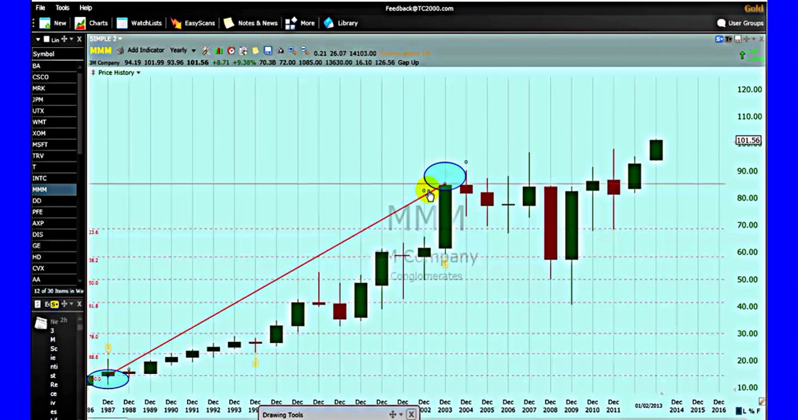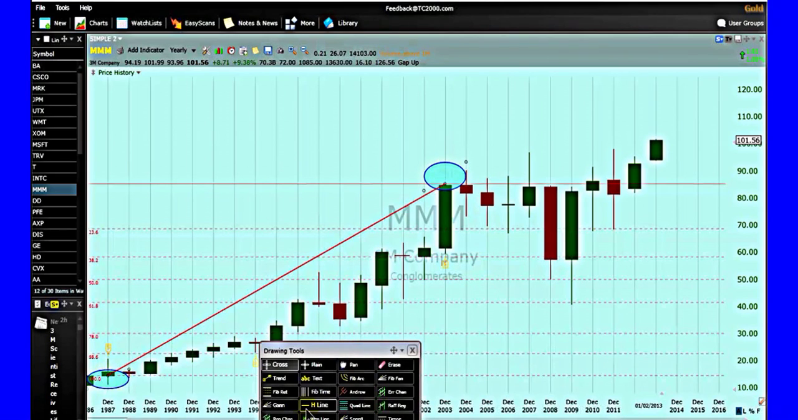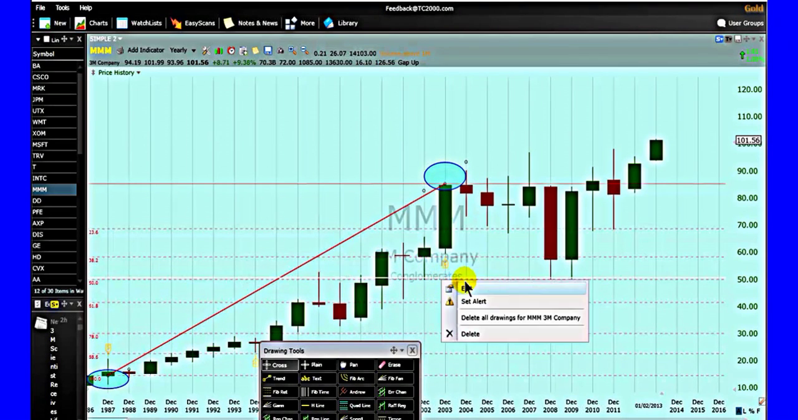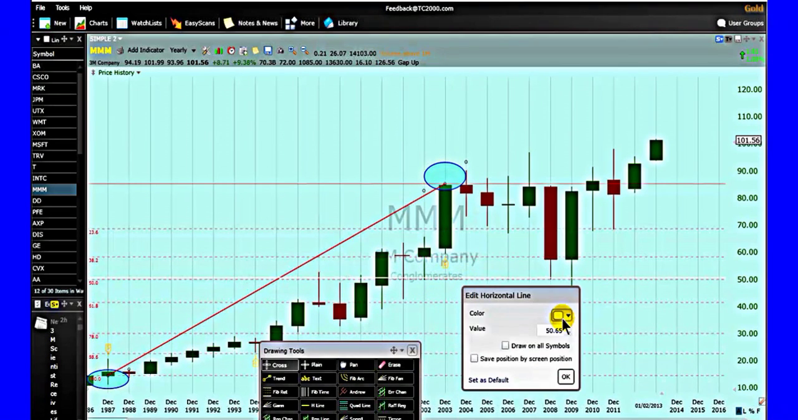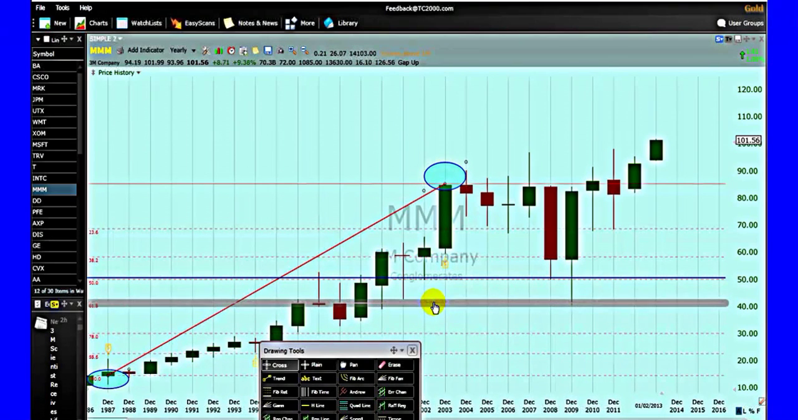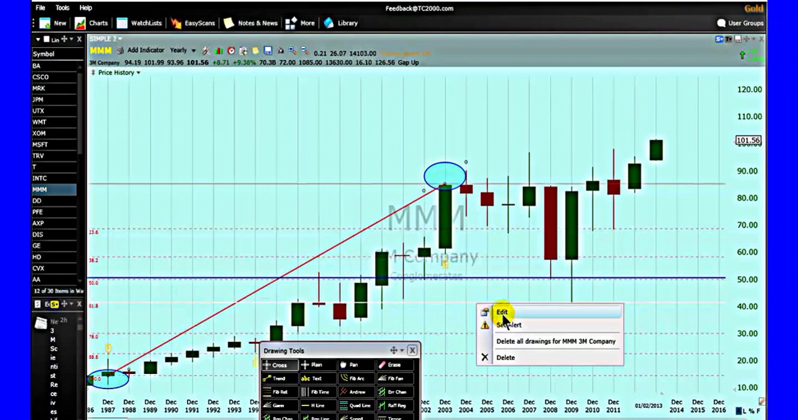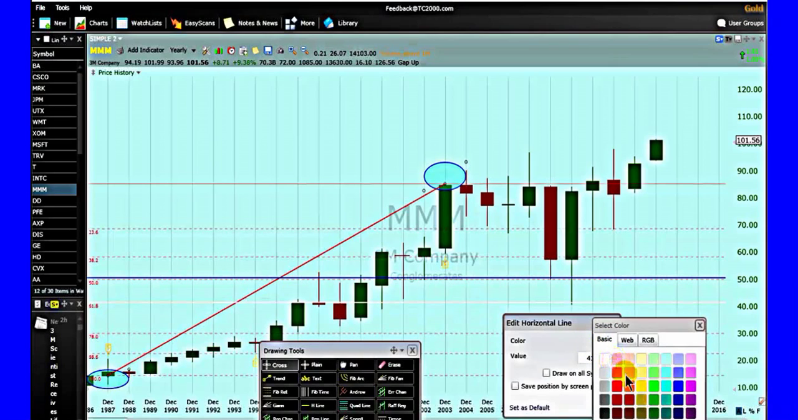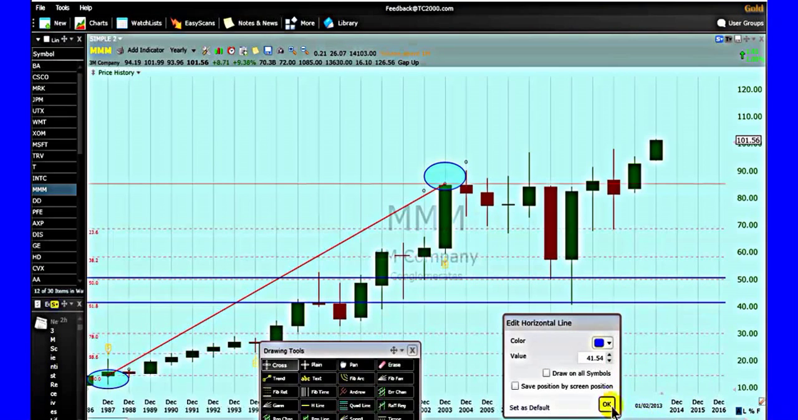So it went up from here to here. Where is the 50%? Let me draw the line for you, maybe you may not see it on your chart. It's the 50% retracement level. Let's color it blue so you can see it clearly on your chart. And the 61.8% Fibonacci retracement level is here. Color it also in blue.